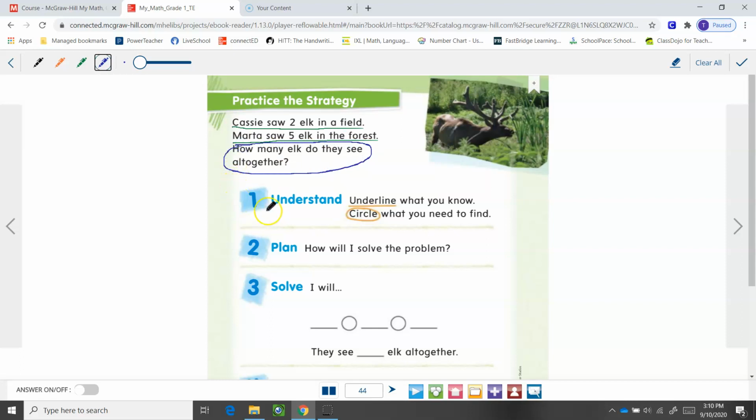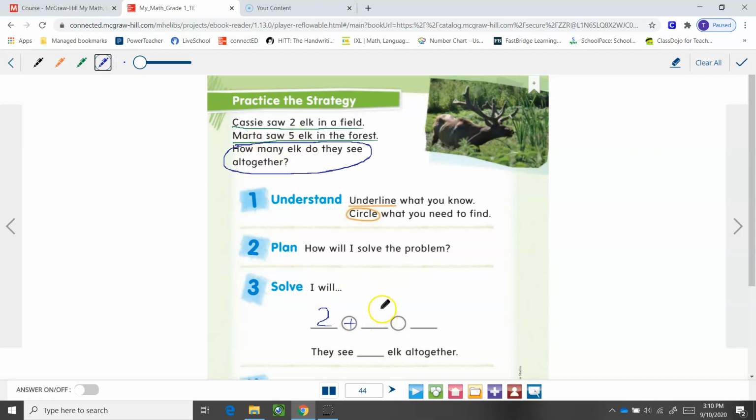There it is. That's what I'm going to find out. So how am I going to solve this? Again, I look here in my question, all together. That word all together, I know I'm going to add. So now I have my plan as to what I'm going to do. Now I need to solve it. So Cassie saw 2 elk, plus that word all together gives me an idea of if I'm going to add or subtract.